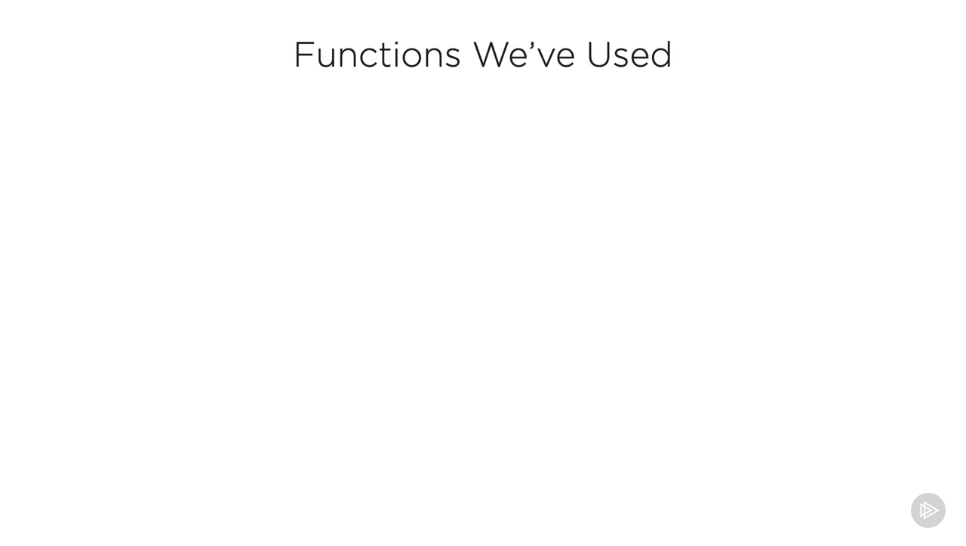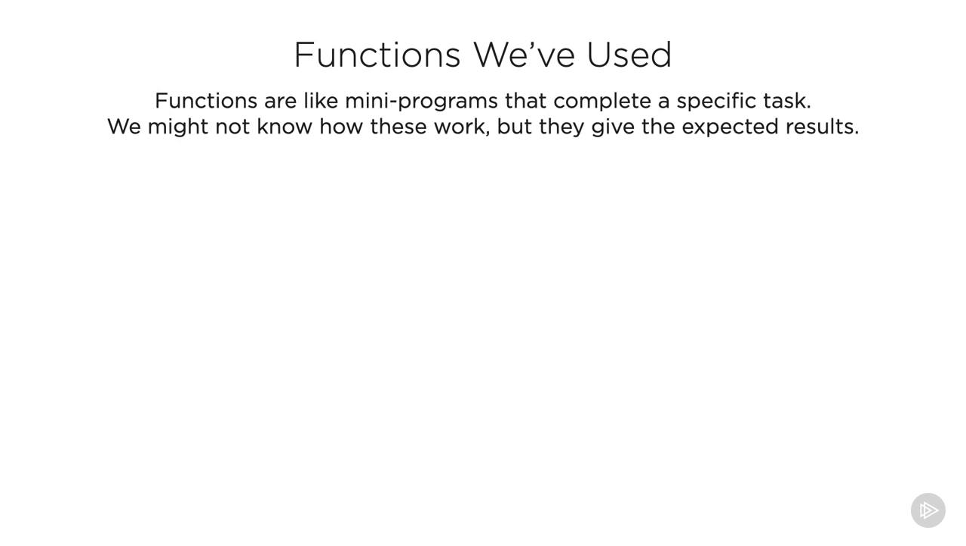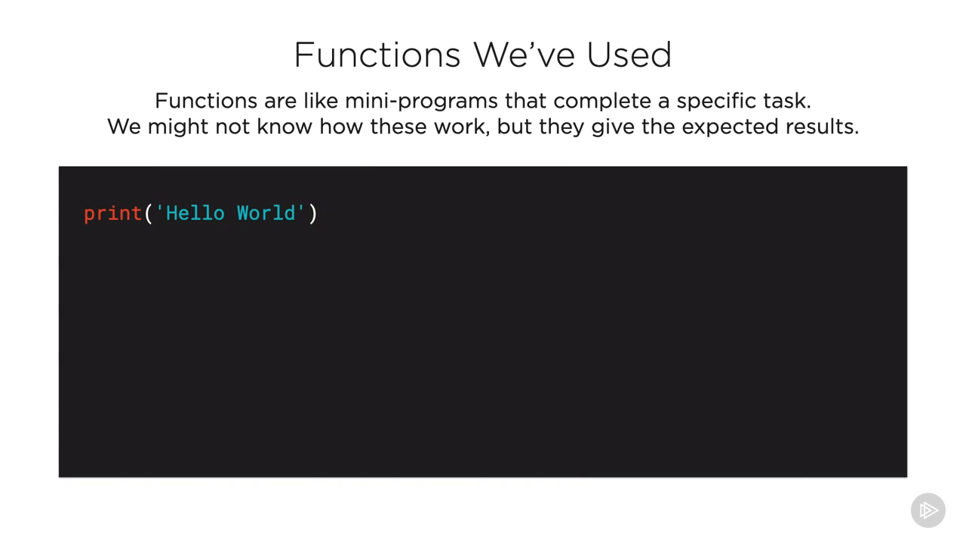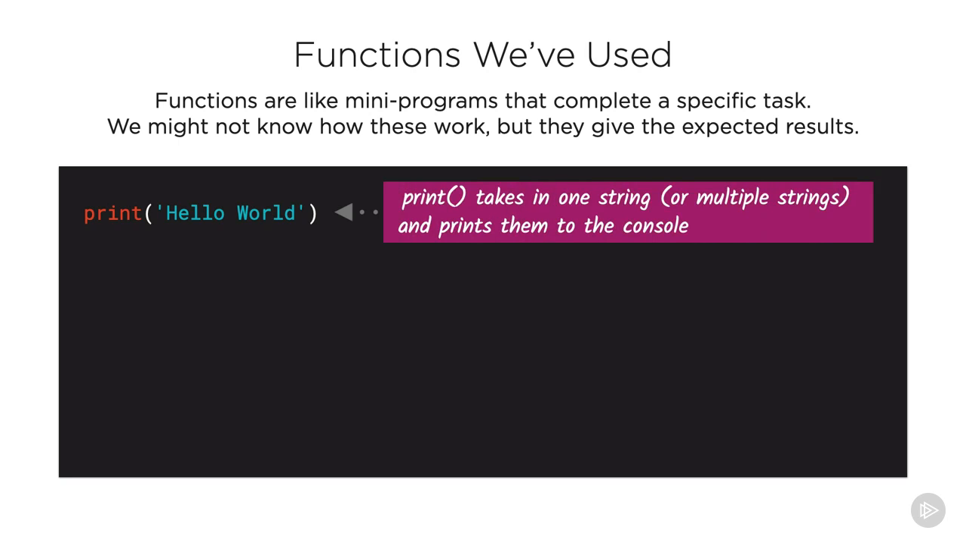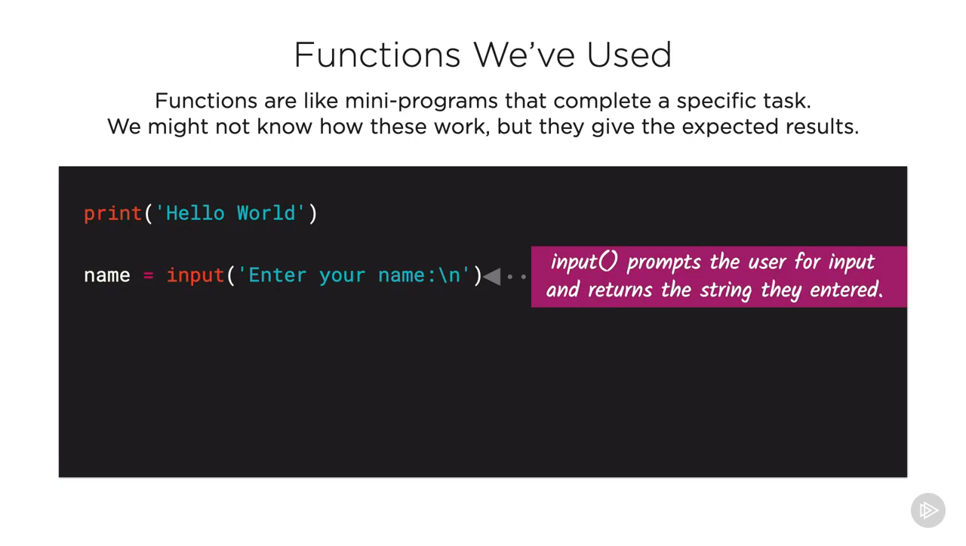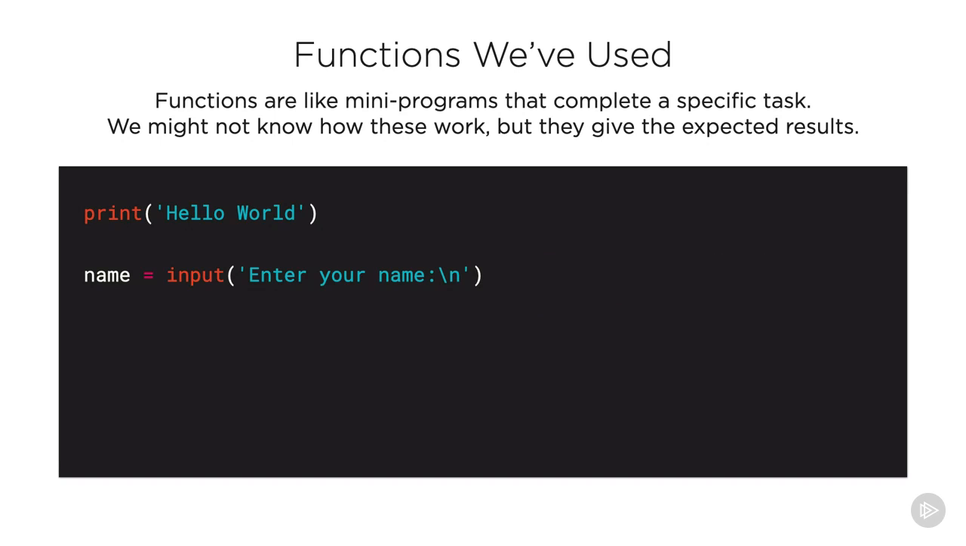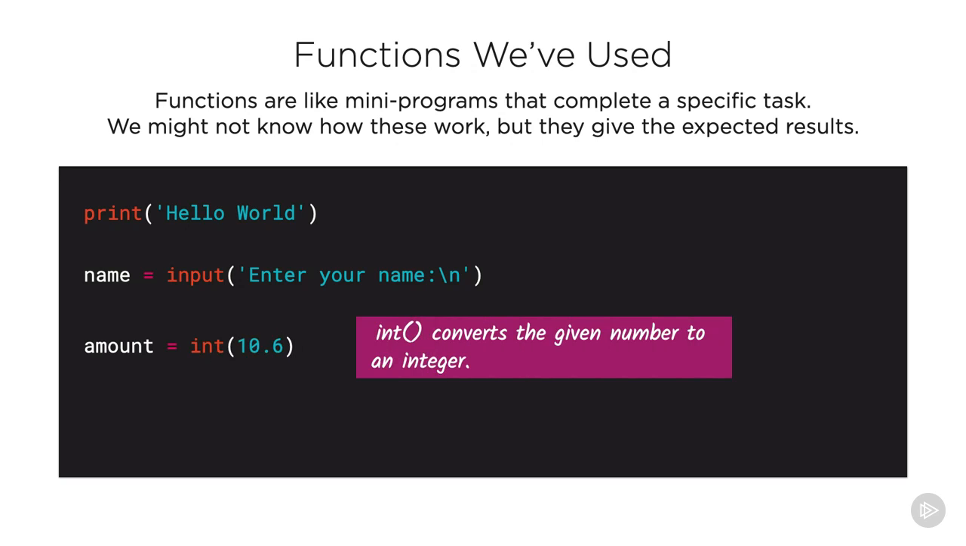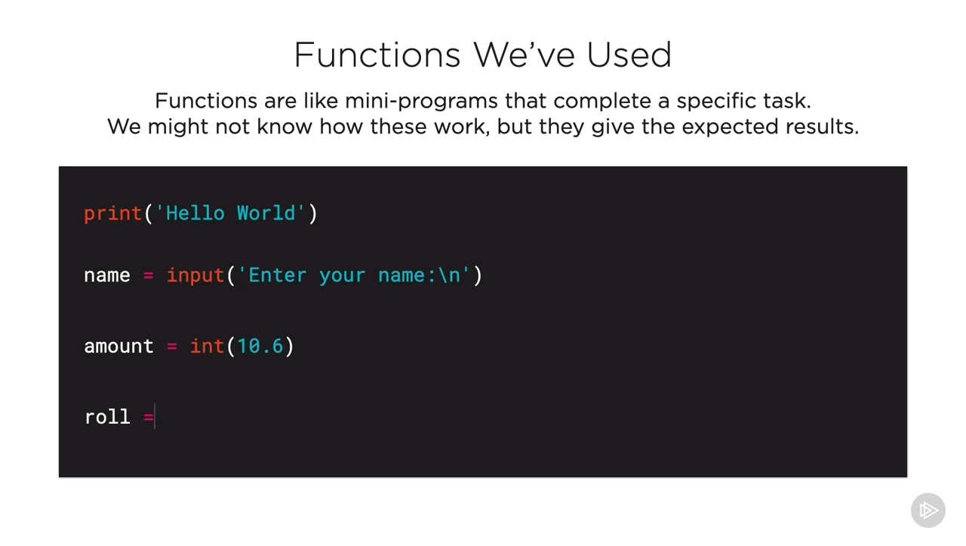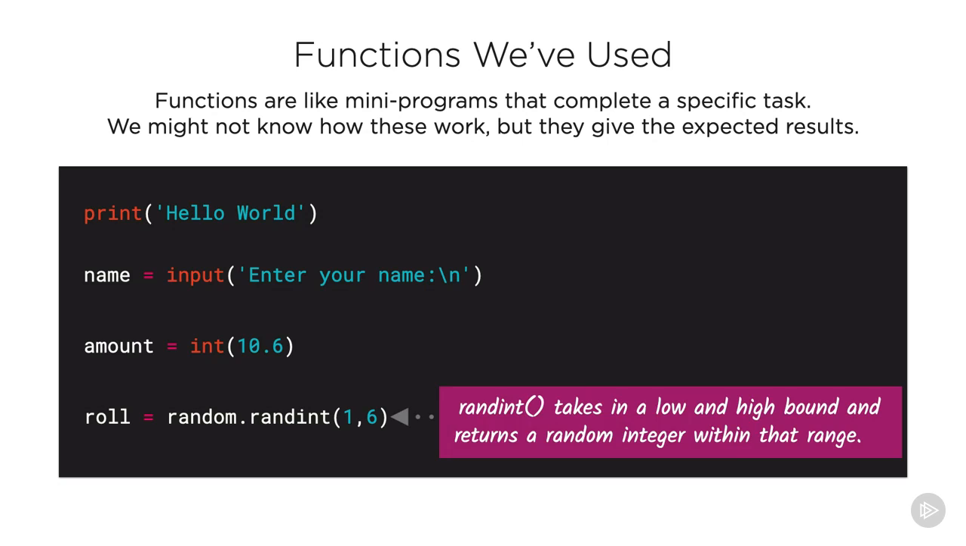We've already used quite a few functions so far, and we can think of them like mini programs that complete a specific task. And we might not know how some of them work, but they give us the expected results. Some of the functions we've put to use are print, which takes in one string or multiple strings and prints them to the console. Input prompts the user for input and returns the string they entered. Int converts the given number to an integer and returns it. And randint takes a low and high bound and returns a random integer within that range.